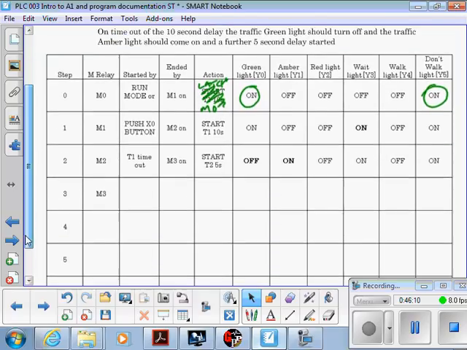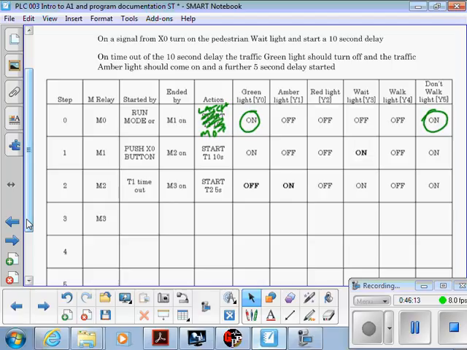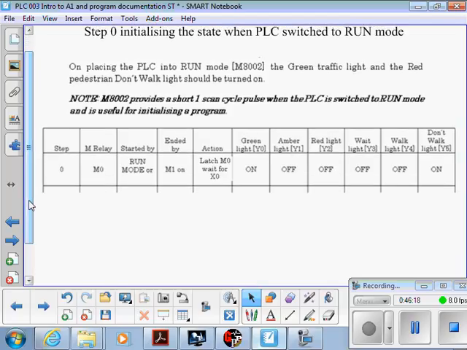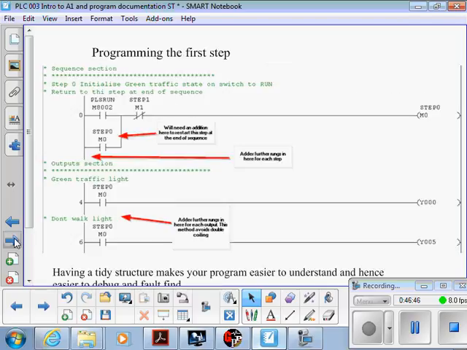Now, if I go on to the next page, that's what goes in there, the action. Latch M0, wait for X0. So it's going to just sit there and wait with those two lights turned on. Okay? And we use M8002 as the one scan cycle pulse to turn that action on. I think on the next page I've got that programmed, yes.